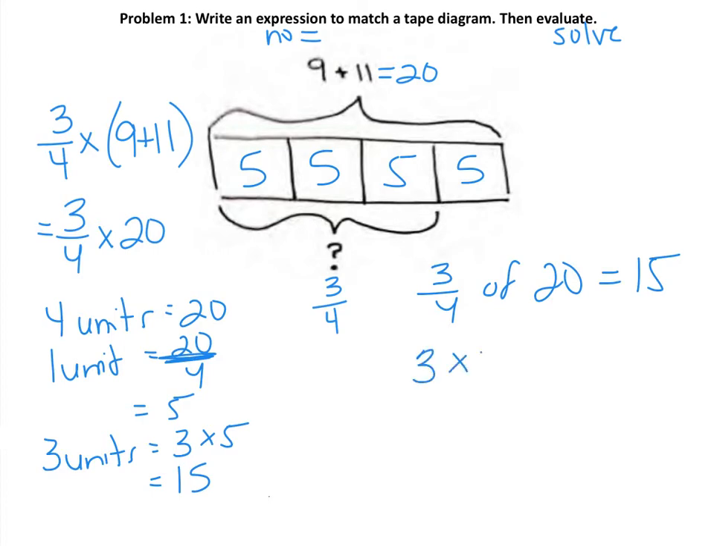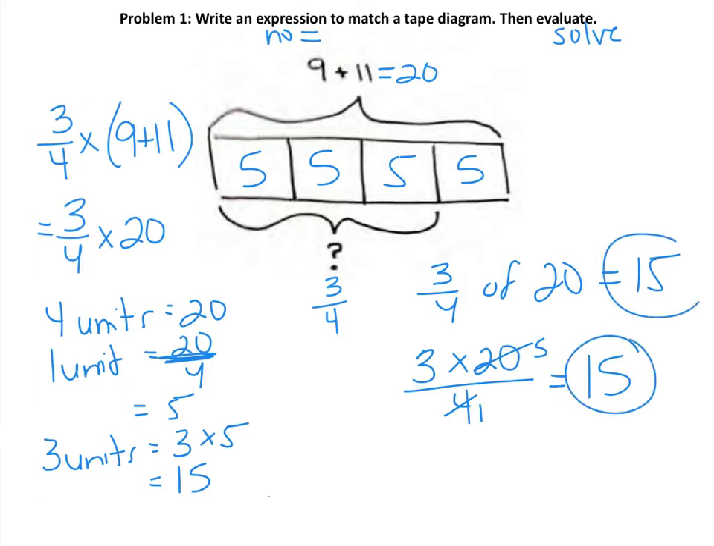Or I can also do 3 times 20 over 4. I can simplify. 20 divided by 4 is 5. 4 divided by 4 is 1. 3 times 5 is 15. Any of these ways get me the same answer of 3/4 equaling 15. Make sure you showed all your work.